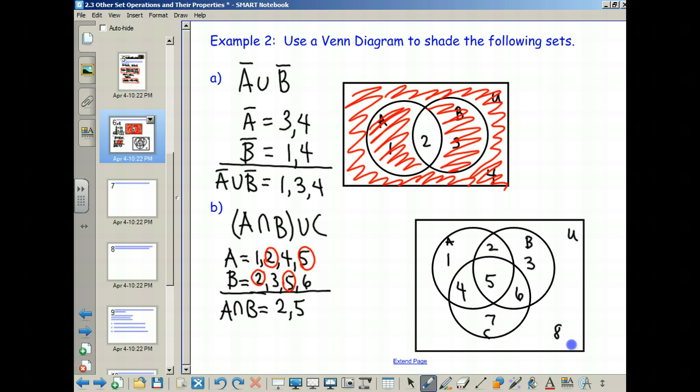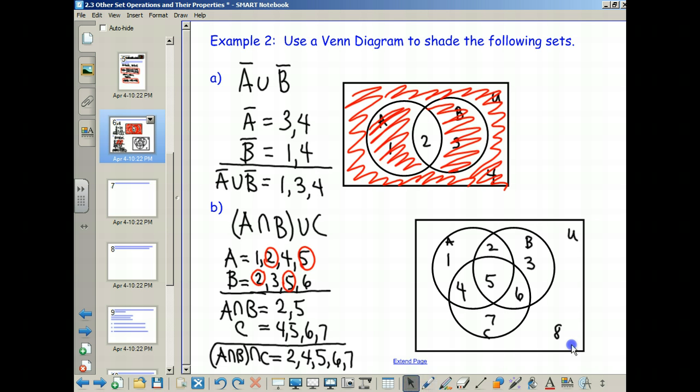The next set on the outside of the parentheses is set C. What is set C? 4, 5, 6, and 7. And then I'm going to join those together with which symbol? Union on this one, yes. So this is A intersect B, and I'm going to do a union with C. And what does union mean? Everything. We get everything. So I have 2, 4, 5, 6, and 7.